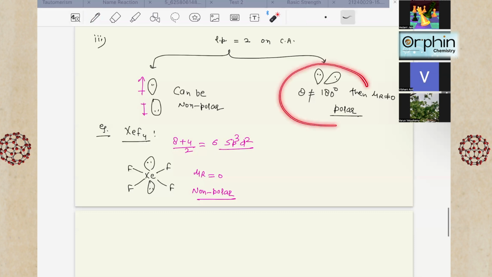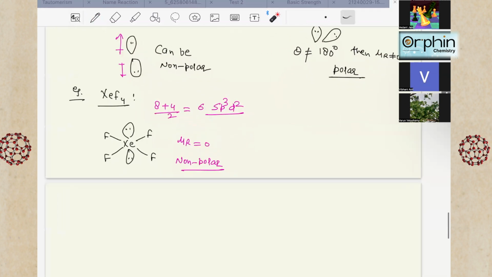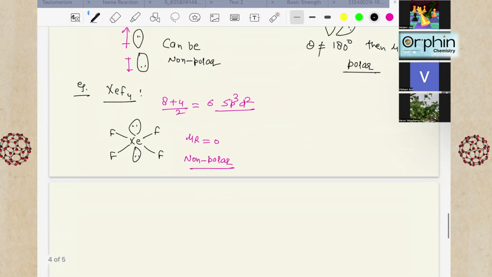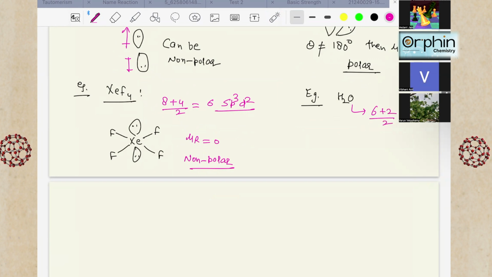Now let us see for this one. It will always be polar. Just see the example. What is the example we are taking? Let us take the example of H2O, water. So when water is there, what is the hybridization? How many valence electrons does oxygen have, Vedant? 6. There are 2 hydrogens divided by 2, which is 4. So hybridization is coming as sp3 here.